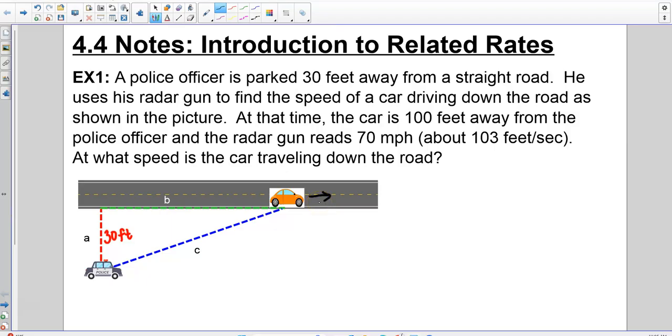So I can't label side C here as 100, because side C is only 100 at that moment in time, right? If this is a straight road, we would assume that this is a right triangle. And the police car is not moving, so side A of this triangle is always 30. Side A is not changing. So we can say that 30 squared plus B squared equals C squared.